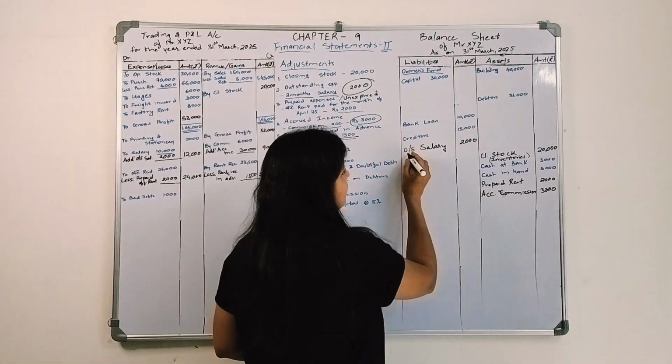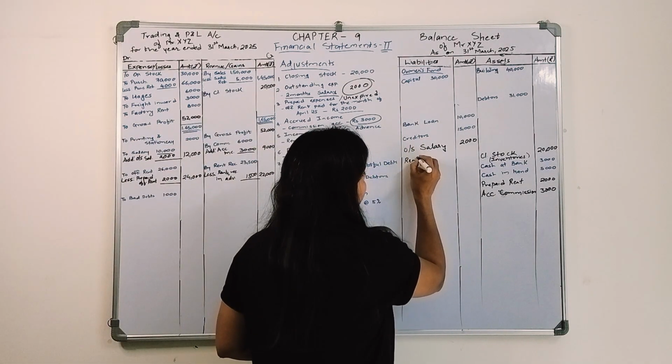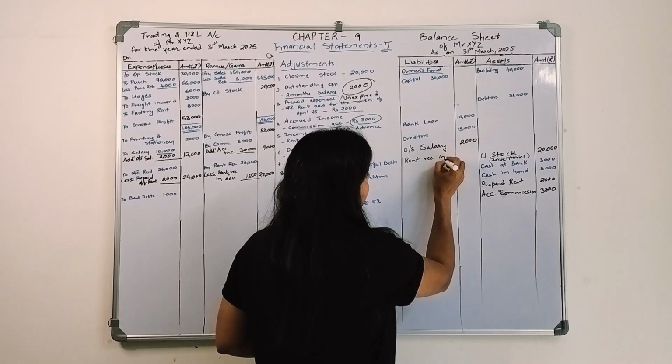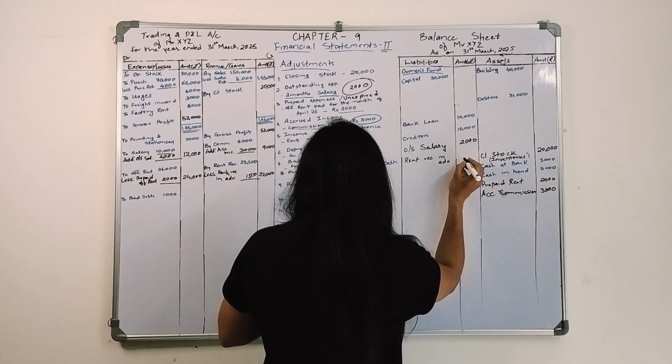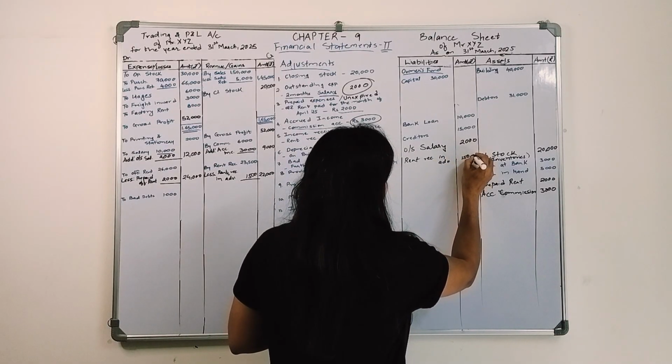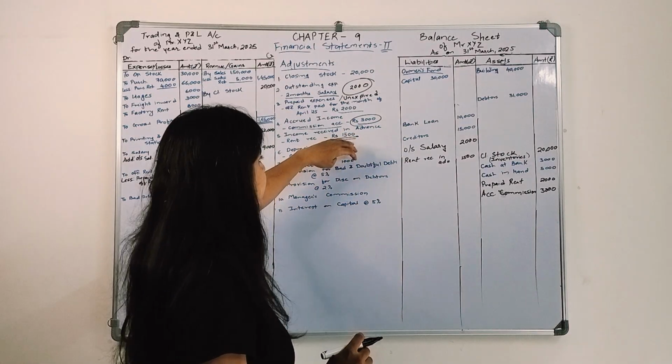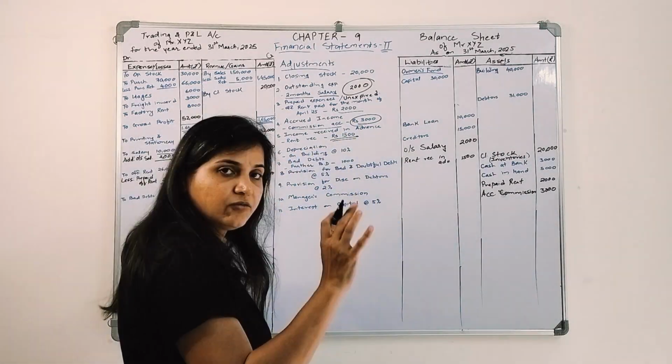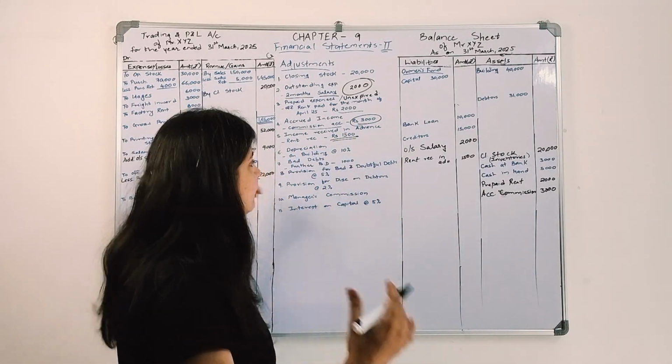Now this doesn't belong to the current year, but still we have received it. We show it on the liability side, that rent received in advance. Okay, we'll credit the rent received in advance. Rent account debit to rent received in advance.